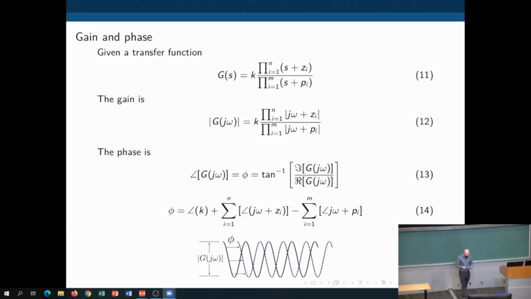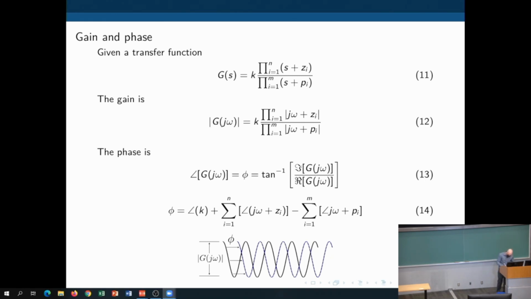What happens if we go to a standard, a normal transfer function where you have multiple poles and multiple zeros together, and also multiplied by a gain here? Well, the good news is that you can calculate the magnitude and phase of individual poles and zeros and then use them together. If you go to equation 11, that's a generic function with several poles and several zeros.